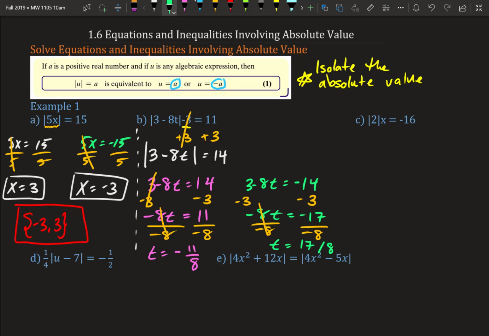And we're going to write them in set notation. When we write it in set notation, smallest number, then biggest number. So I'm going to write it up here. We have negative 11 over 8, and then 17 over 8. Of course, simplify your fractions if you can.